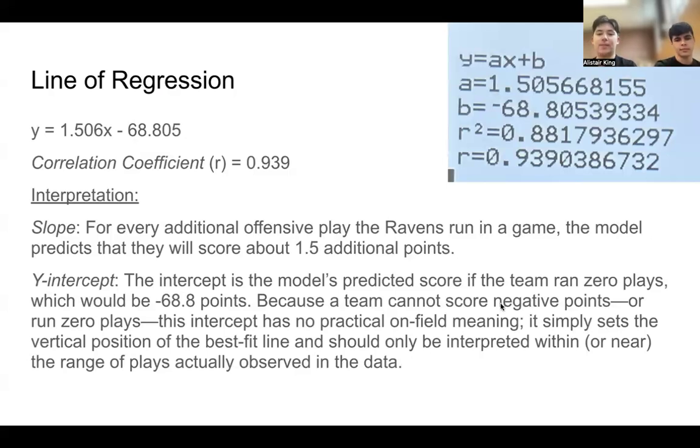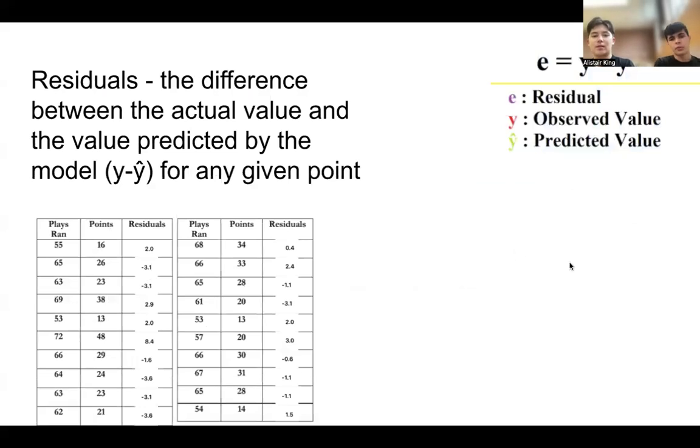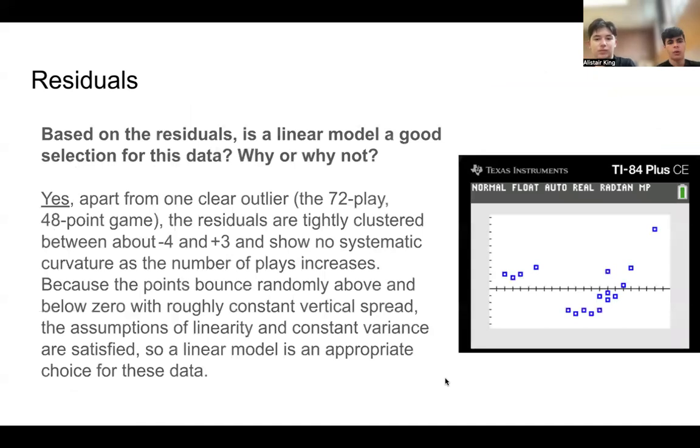Next we calculated our residuals, which are the observed value minus the predicted value, which is y minus y hat. We found that the residuals were pretty constant between -4 and +3, with one outlier that I discussed earlier, which is that 72 plays run game where they scored 48 points, which gave us a residual of 8.4.